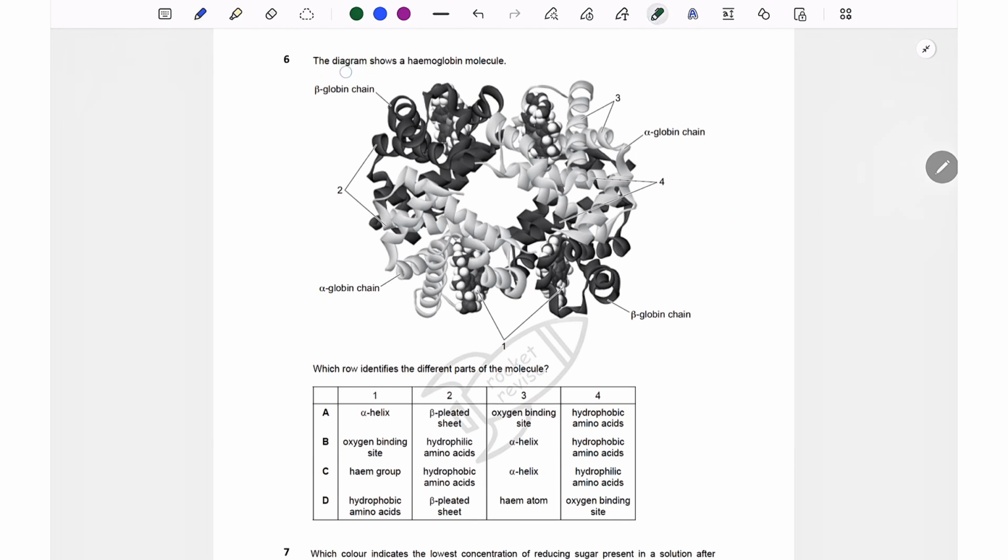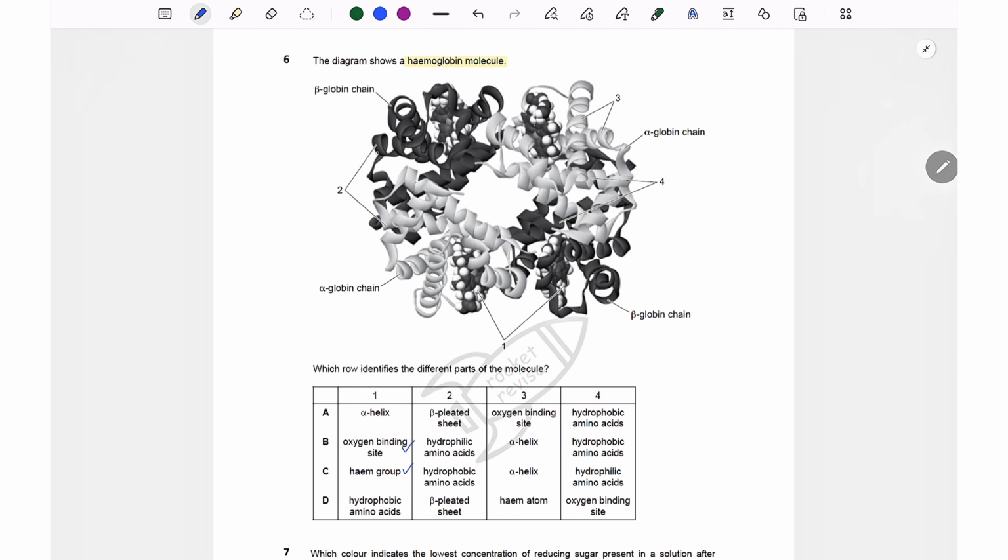Question number 6, the diagram shows a hemoglobin molecule. Which row identifies the different parts of the molecule correctly? So what is A? It's pointing towards the prosthetic group, but since it's hemoglobin, you know the prosthetic group for hemoglobin is going to be the heme group. So it's the heme group, and that is also the oxygen binding site, so it could be either of these.